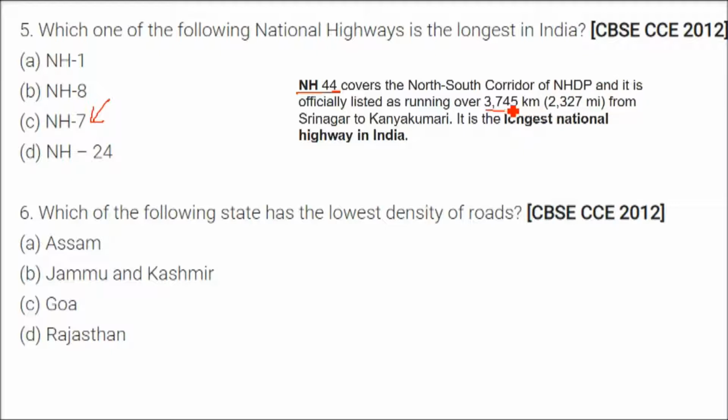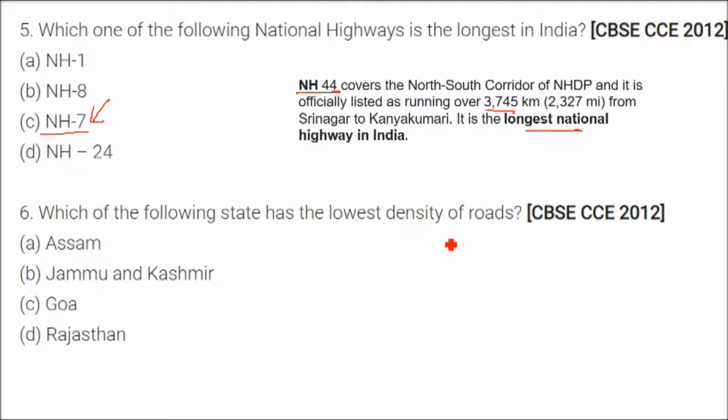This has been taken from Wikipedia. It is 3,745 kilometers from Srinagar to Kanyakumari. So it is the longest national highway in India. Previously it was NH7, but things have changed now.